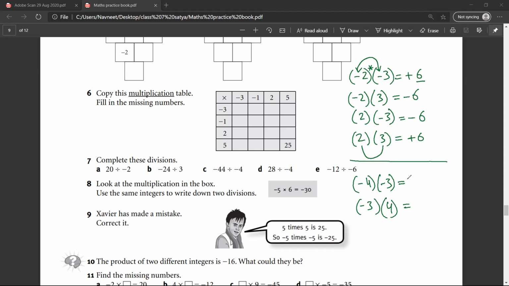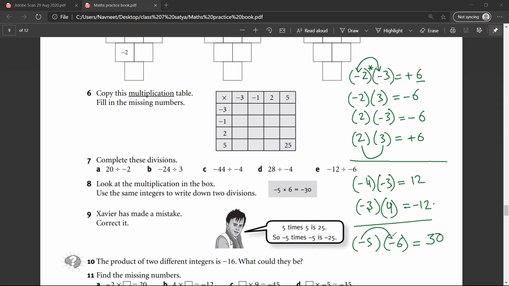So what is the answer? So this will be 12. Okay. What should I write here? -12. What should I write? 30.